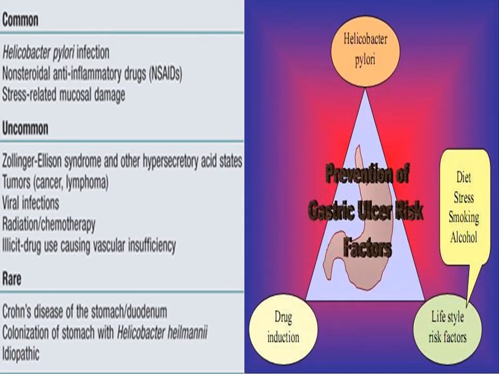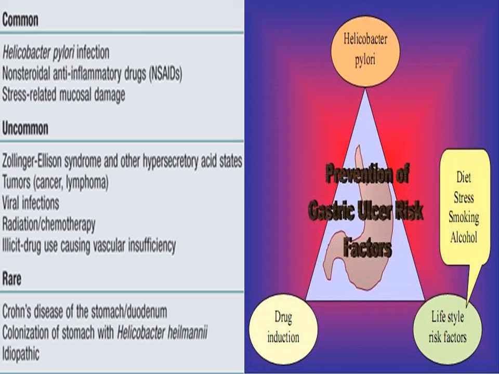And how can we prevent this peptic ulcer disease? We have to modify our diet. We have to modify our smoking and drinking habits, avoid alcohol, as it is also haram in Islam. We should change our personality. Type A personality people are more prone to develop these gastric ulcers.